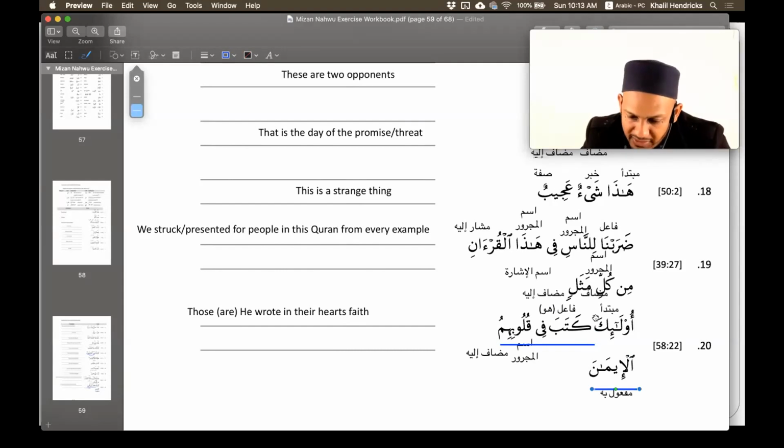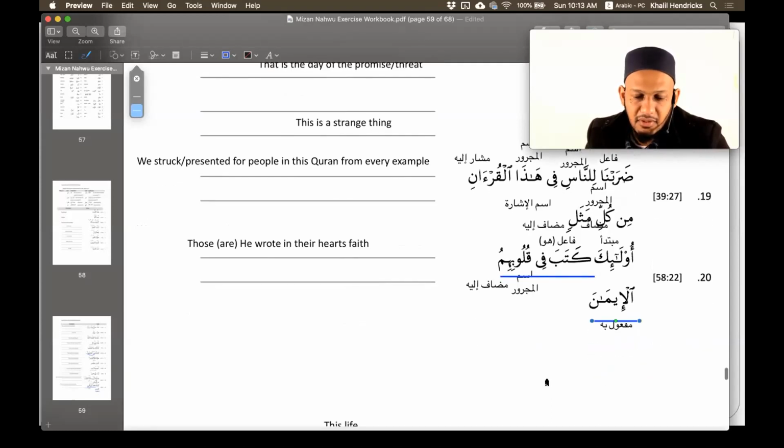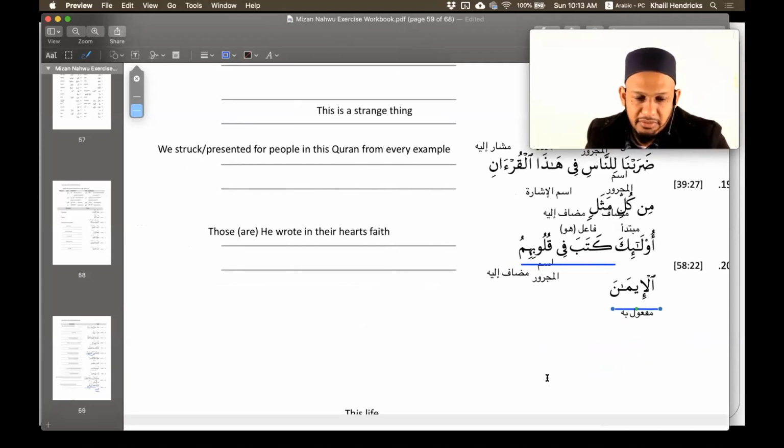And what type of construction is كتب في قلوبهم الإيمان? Jumlatul fi'liya. Perfect. So we learned something new here. We learned that sometimes you have a mubtada, which is a jumlatul ismiya, and then the khabar of that mubtada is a verbal sentence. I see. Yeah. The khabar of that mubtada is a verbal sentence.